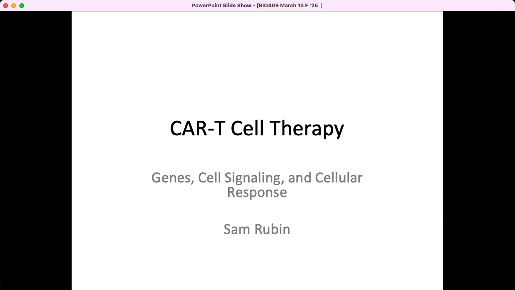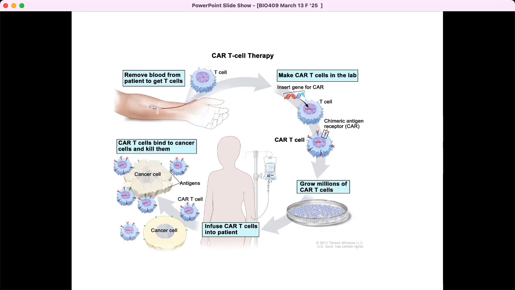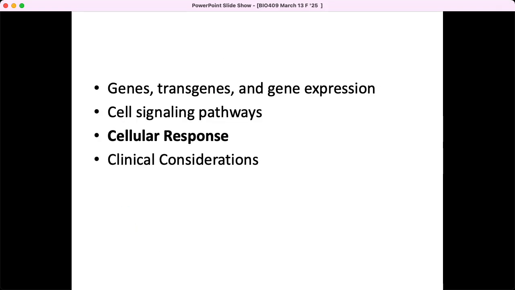Today we're going to talk. This is going to be my third talk about CAR T cells, and then we'll do a fourth talk about what this actually looks like in hospitals and with patients. So today we're really going to talk about cellular response. I don't have my little flashcards today, so I'm going to be doing this a lot to figure out what comes next.